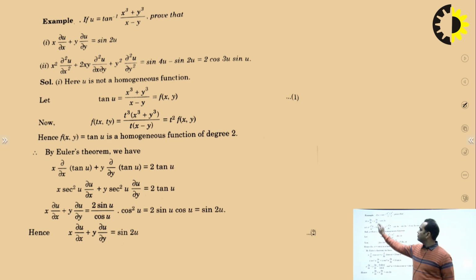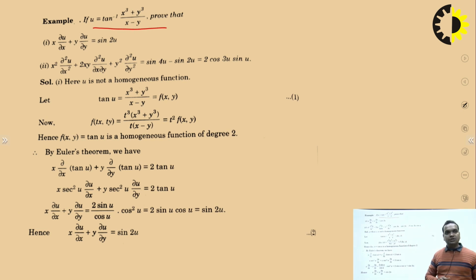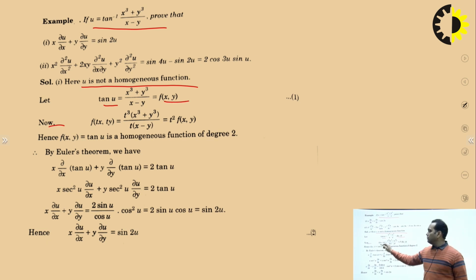Here, u is not a homogeneous function, but it can be put in the form of a function of u equals v of xy. So let tan u = (x³ + y³)/(x - y), which is equal to a function of xy. Now, is this function homogeneous or not? We put x = tx and y = ty, and we get t² times the function of xy. It means this function is a homogeneous function of degree n = 2.